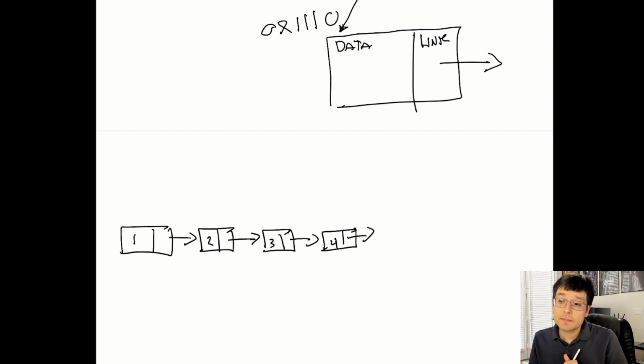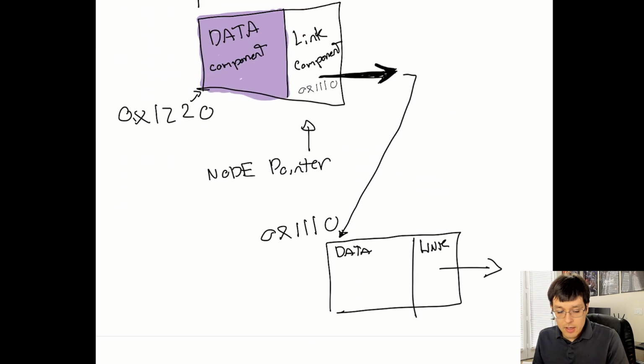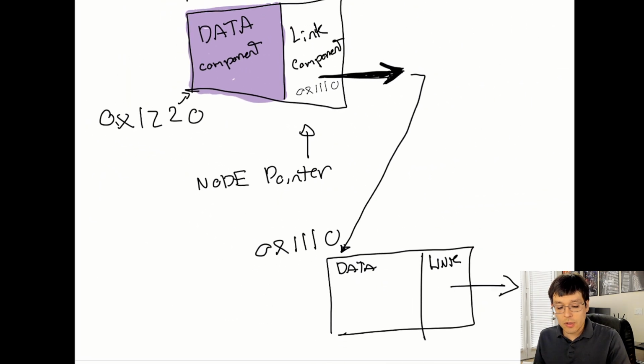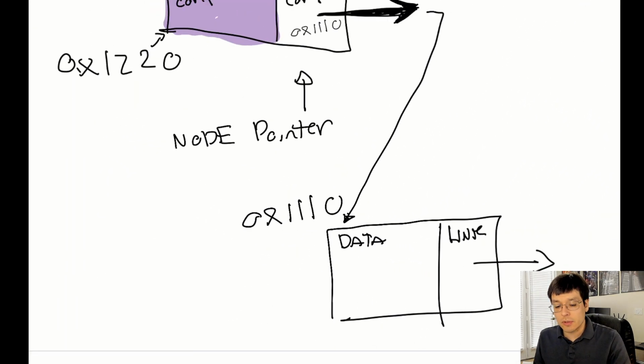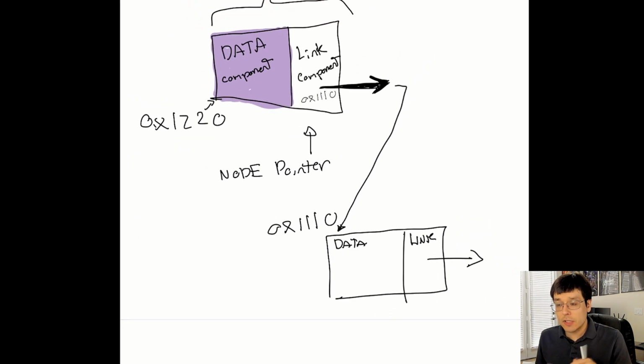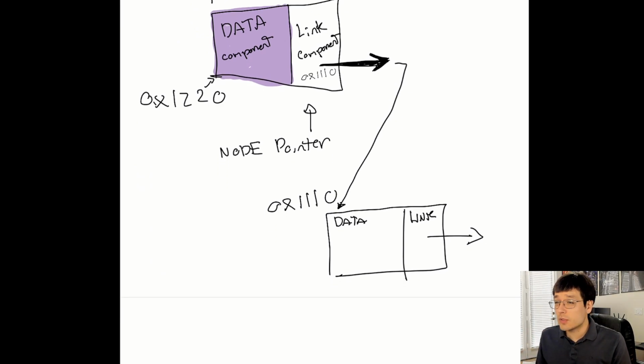Guess what? This list in memory is not contiguous anymore, because as you saw, this is at address 1220 and this is at address 1110, right? These are hex, so they can be all over memory. They're no longer in an organized, contiguous anything. So already there, that's going to be a bit of an issue, but I'll come back to that.